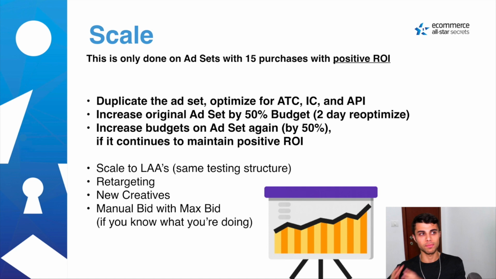Now, other than that, scale to lookalikes, of course, and you do the same scaling structure, which means optimize for purchase with countries. So build a lookalike from the top big 5 and build a lookalike from the top 25, from the top 20 GDP. Try new creatives, try new ad copies, and manual bid with MaxBid.